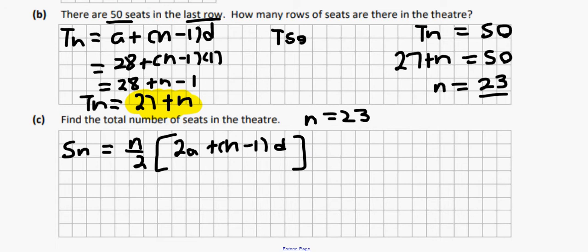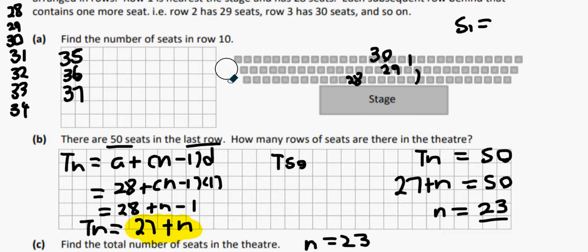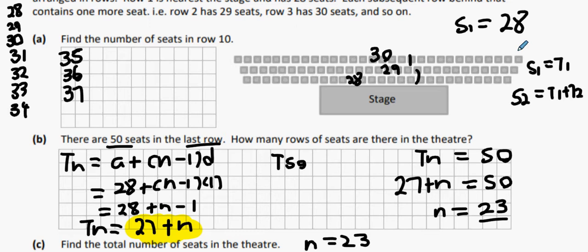So for example, if I go back up to the top here, if I was to rewrite this again, so it's 28, 29, 30. Can anybody in the class tell me quickly, what would S1 be? The answer for S1 is 28. S1 is the same as T1. Can anybody give me the answer for S2? T1 plus T2, which would be 28 plus 29. So what it's doing is it's adding all the T's together.